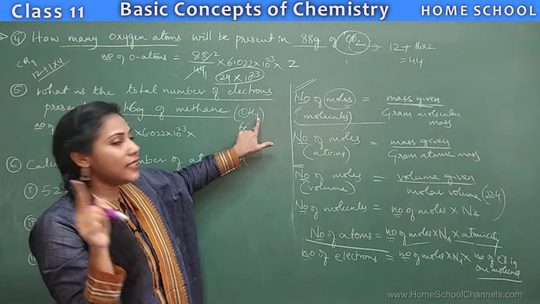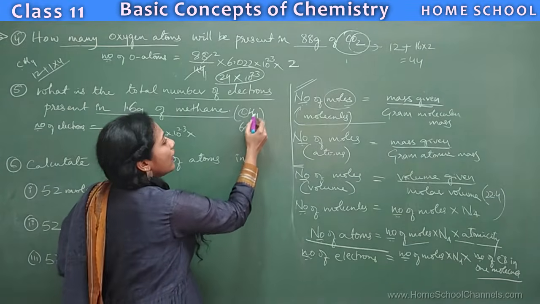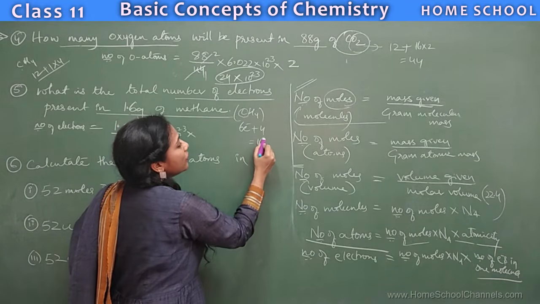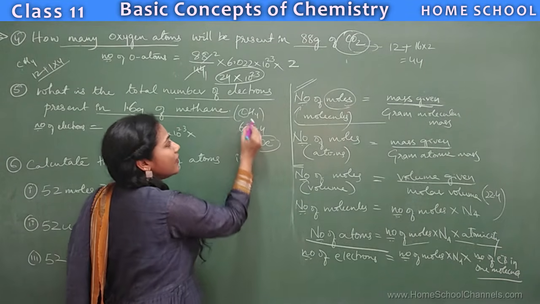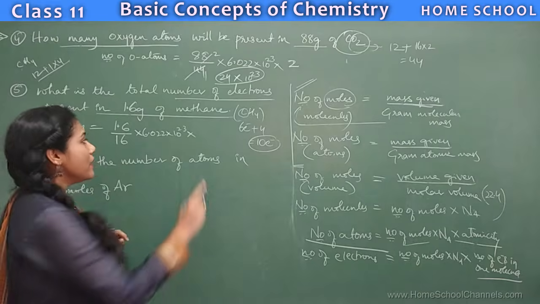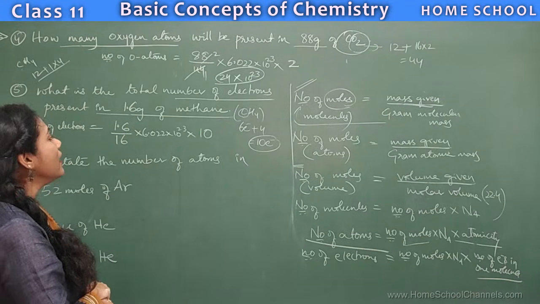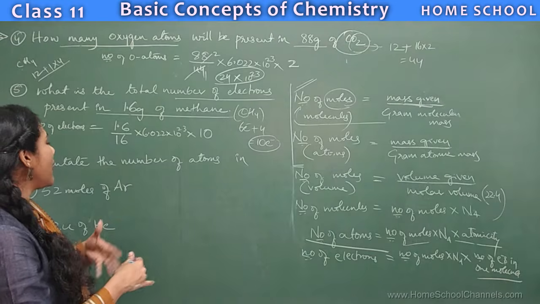How many hydrogens are there? 4. So 1 into 4. Right. So altogether you have 10 electrons in one molecule of methane. So how many electrons in one molecule? 10 electrons. Okay, so now what is your answer?